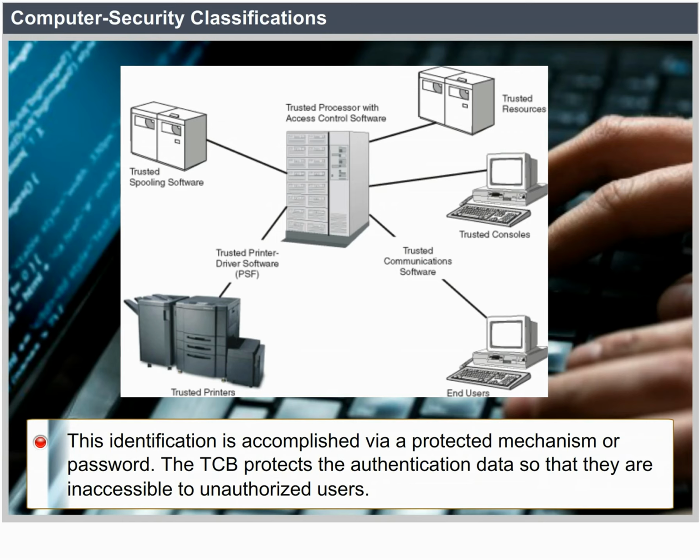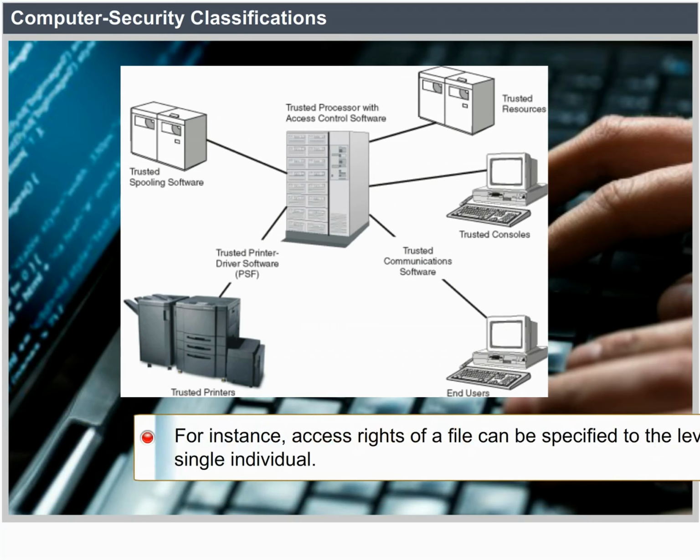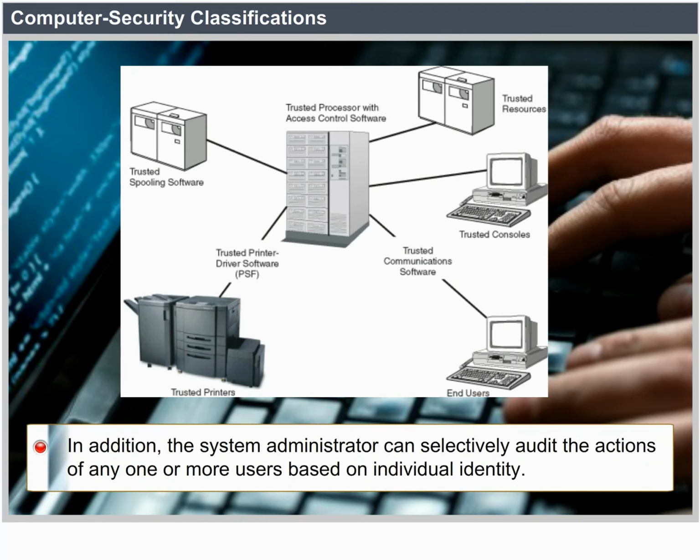A C2 class system adds an individual-level access control to the requirements of a C1 system. For example, access rights of a file can be specified to the level of a single individual. In addition, the system administrator can selectively audit the actions of any one or more users based on individual identity.